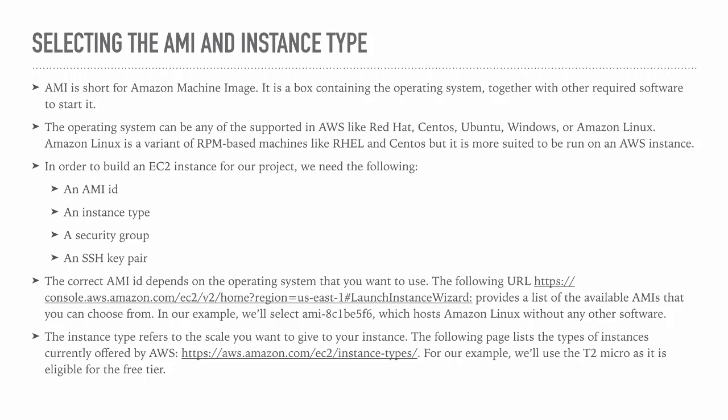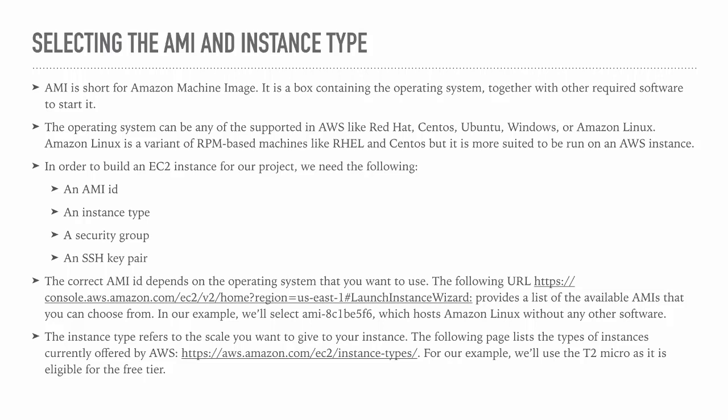In order to create an instance, you must first choose which AMI you want to use for your instance. But what is an AMI? AMI is short for Amazon Machine Image. This is just like a box containing the operating system together with other required software that is needed to start it. So, for example, if you want to have a Linux machine running RHEL version 7.4, there is one specific AMI for that with a specific ID. When you use that ID, you will have a machine already having Red Hat Enterprise Linux installed and running. You don't have to install anything.